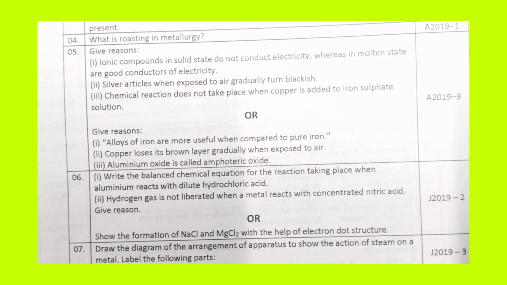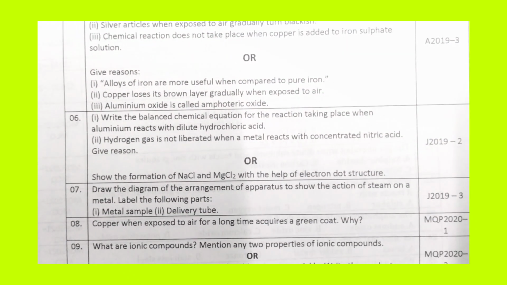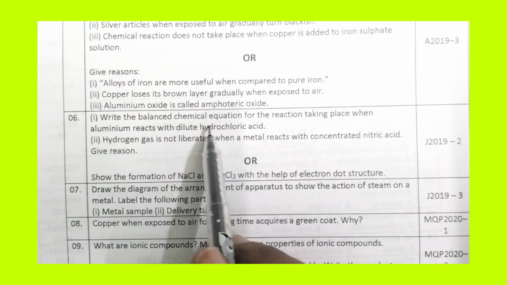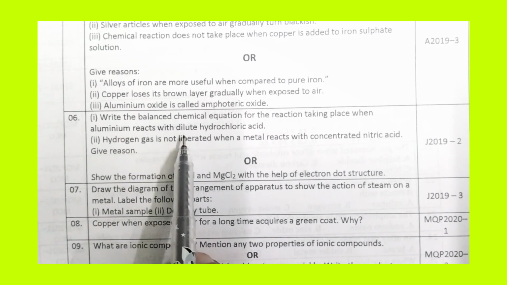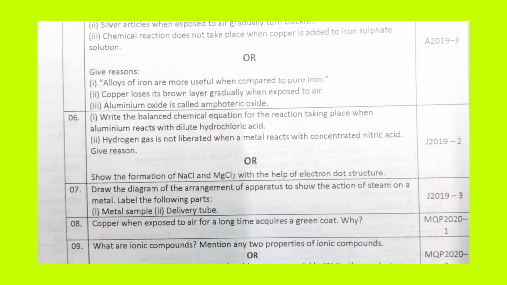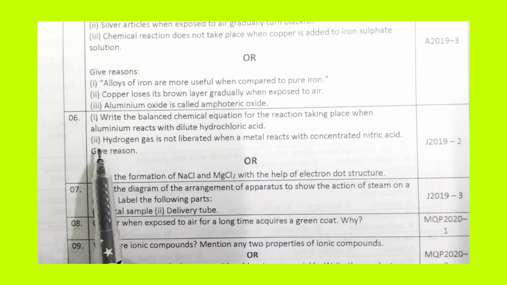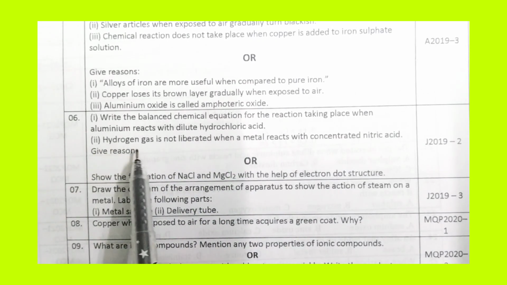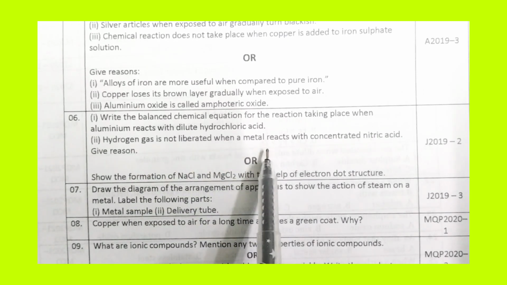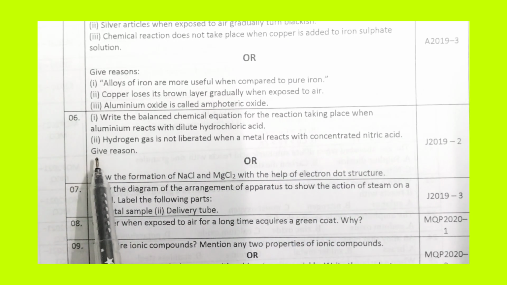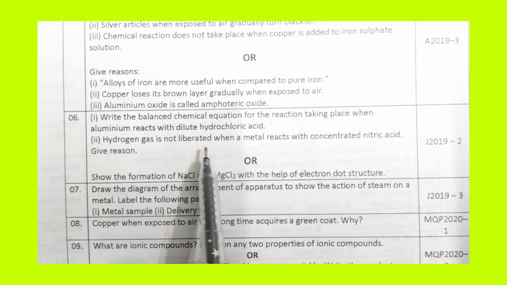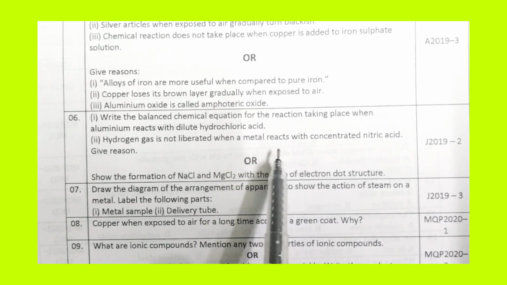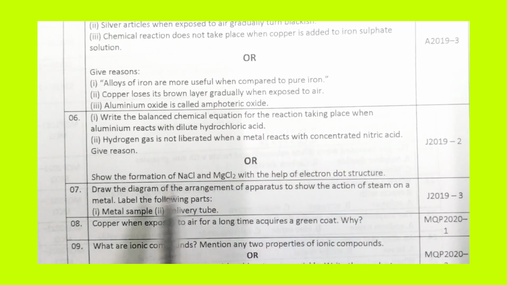So now let us move to the sixth question. The sixth question is: write the balanced chemical equation for the reaction taking place when aluminum reacts with dilute hydrochloric acid. So now let us write the balanced equation for this one. The second one is: hydrogen gas is not liberated when a metal reacts with concentrated nitric acid. So let us answer both the questions.